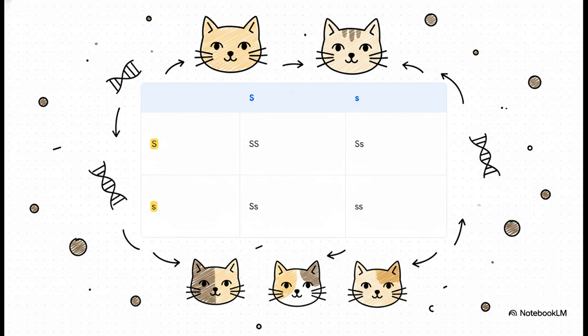Let's put this into action with a fantastic tool called a Punnett square. We're crossing 2 heterozygous cats, both big S, little s. We put the possible gametes from one parent across the top, an S and an s, and the others down the side. Then you just fill in the boxes, and it shows you all the possible genotypes for their kittens. 1 SS, 2 big S, little s, and 1 ss.